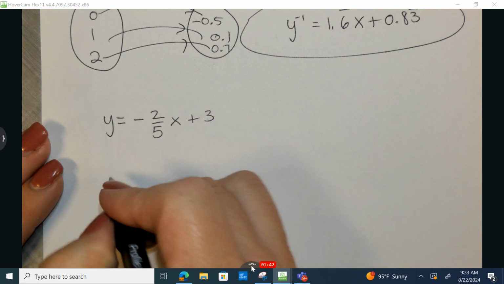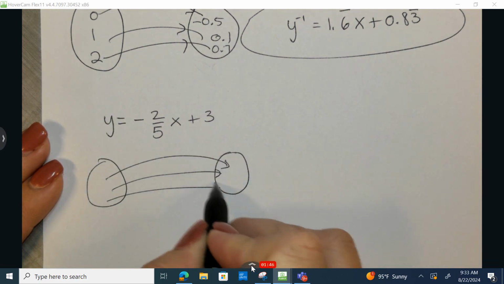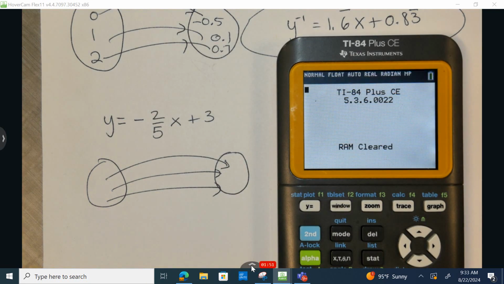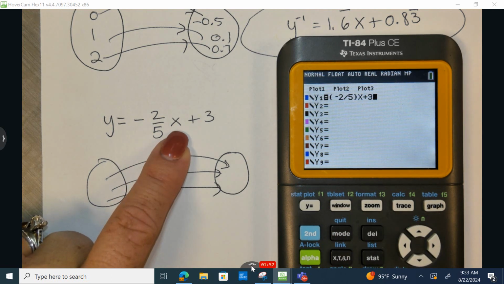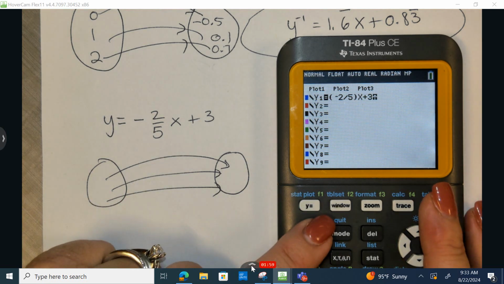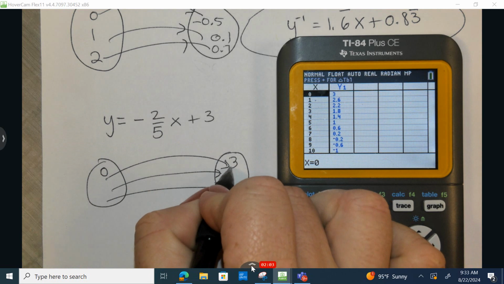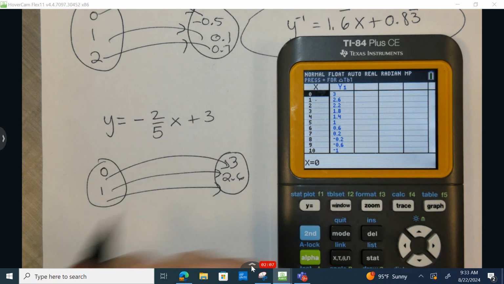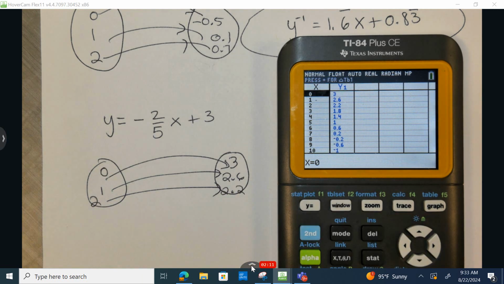The first thing I'm going to do is make my 2 circles, and let's figure out some things here. So I'm going to restart the calculator by clearing the RAM. Remember, when I plug this in, the fraction goes in parentheses, the x is on the outside. Now second table, let's retrieve some points. 0 goes with 3, 1 goes with 2.6, and 2 goes with 2.2.